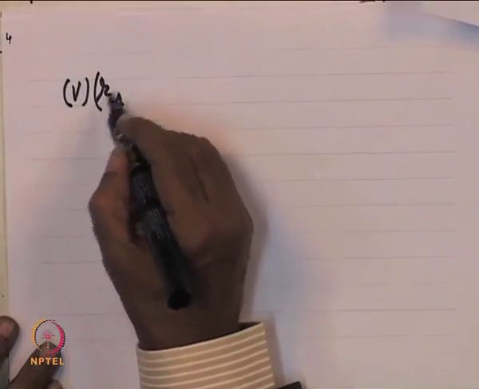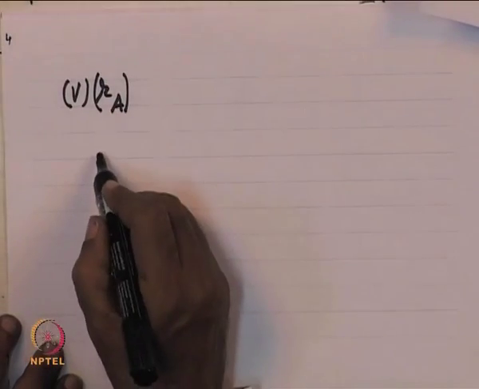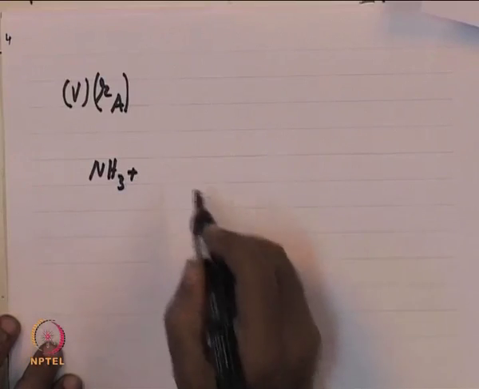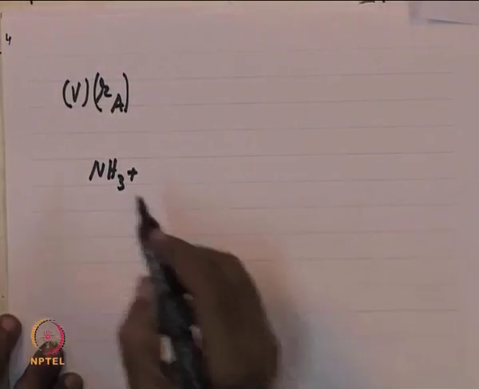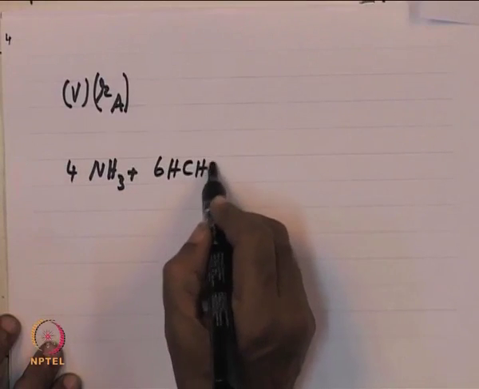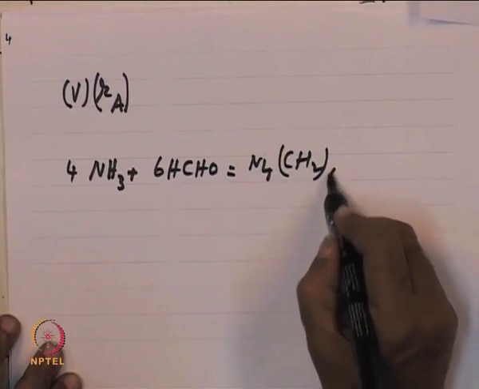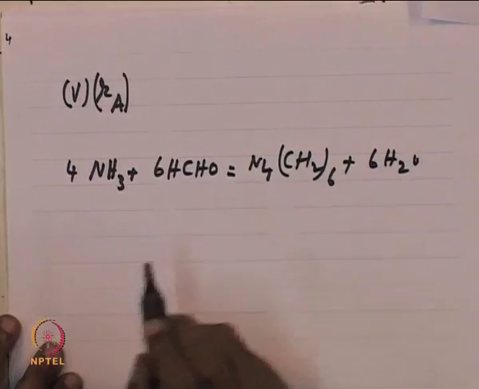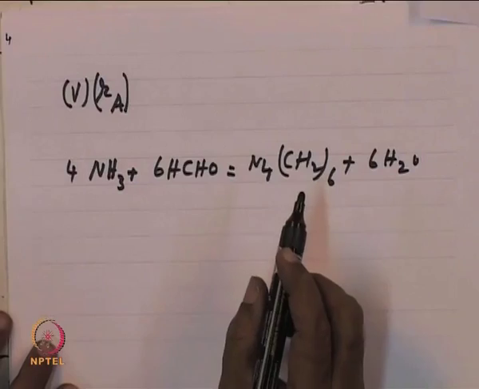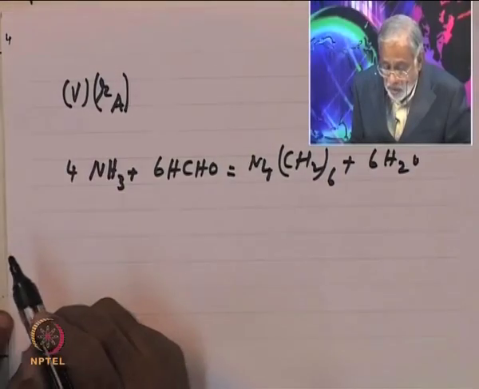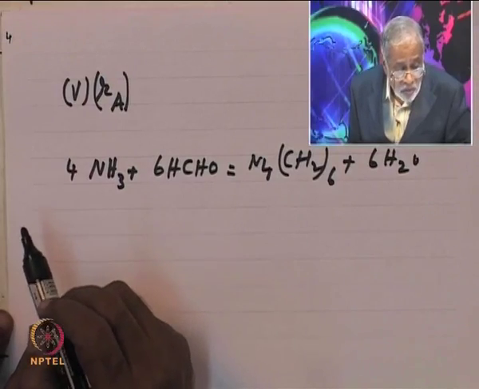First is, the reaction is instantaneous. Therefore, what shall we say? If the volume of the equipment is V and RA is the rate at which component A is getting consumed, our reaction is 4NH3 plus 6HCHO giving you N4CH26 plus 6H2O. So, this is hexamethylene tetramine. Okay. Now, what is V times RA equal to by definition?